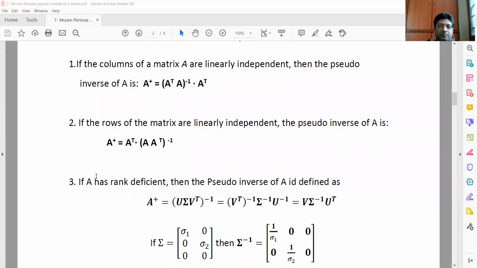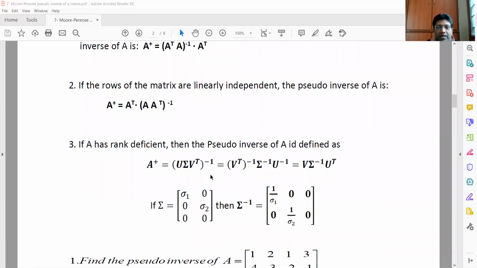If the matrix is rank deficient, then to calculate the pseudo inverse we will take the help of singular value decomposition. With A equal to U sigma V transpose, A plus is nothing but the inverse: V transpose inverse, sigma inverse, U inverse. V transpose inverse is V, because V is an orthogonal matrix, so V transpose is nothing but V inverse, and V inverse whole inverse is V. Sigma inverse stays as it is.